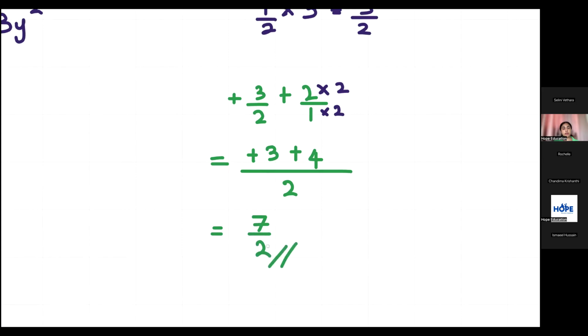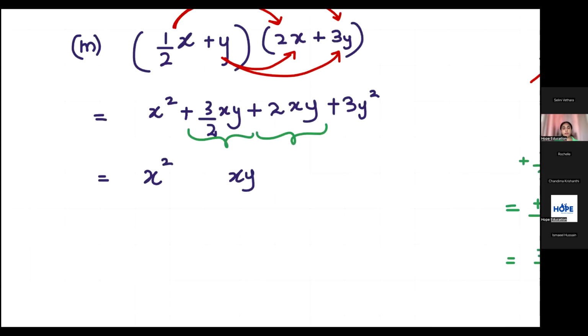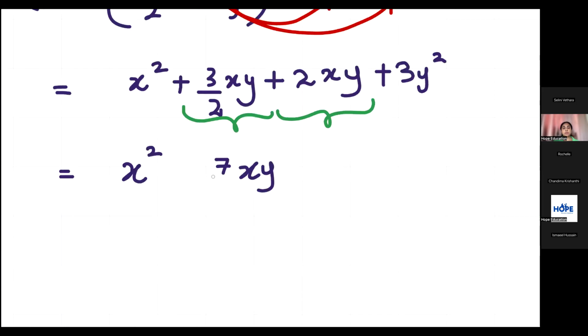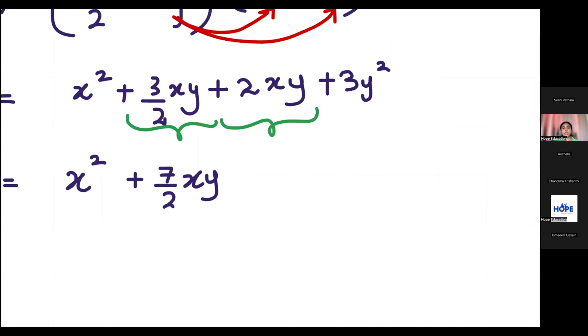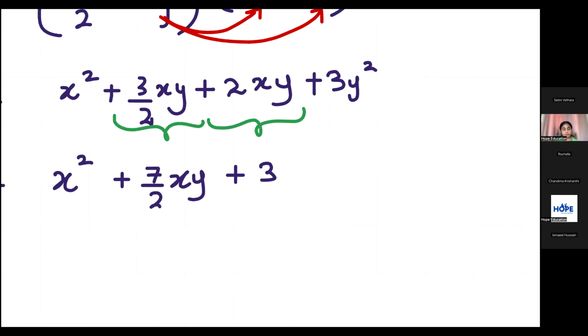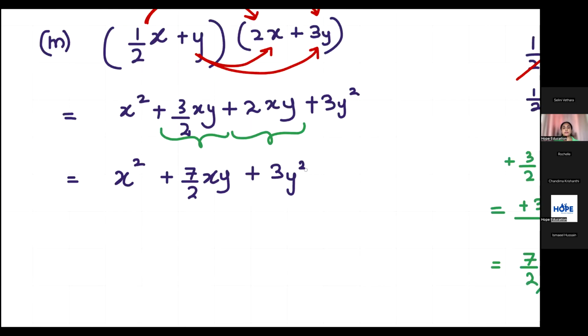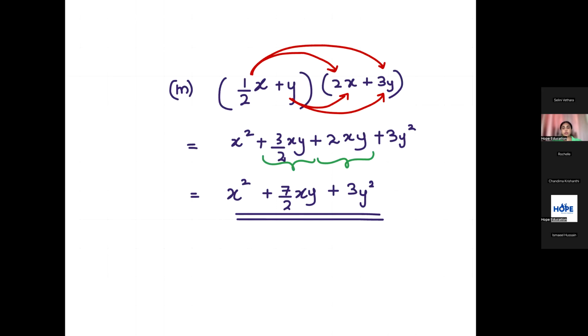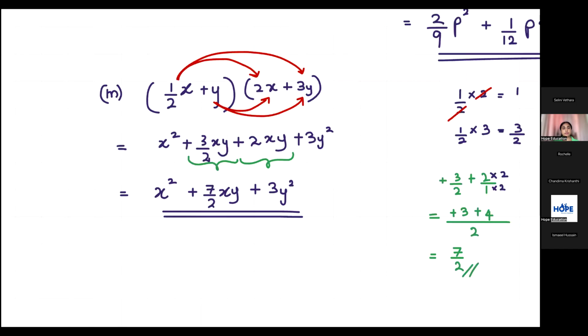So I'll come here. Once we simplify the number, we get 7 divided by 2. Plus times plus, the answer gets a plus. Here we have 3y squared. This is the answer. Is this clear to you, Lamai? Give me a thumbs up. Others, is it clear? Yes. Okay.